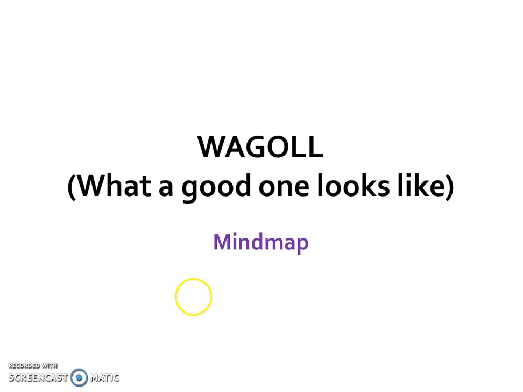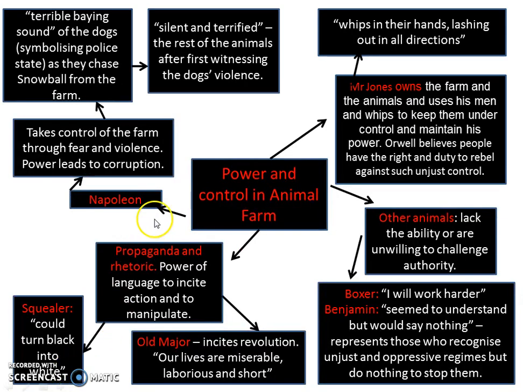So let's have a look now at what a good mind map looks like. I think I've already mentioned that it shouldn't be a spider diagram. So here you've got power and control in Animal Farm. If you saw something like tyranny, for example, in an exam question, that could come under this as well. A lot of the themes, as the years go on, they will start using synonyms for power. So they might say power, control, tyranny, domination, and you just got to think, okay, it's power and control.